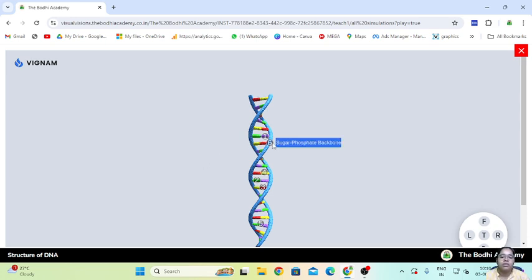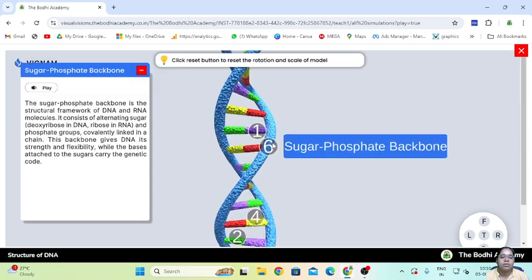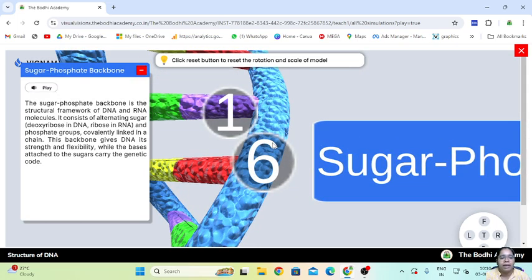So the first part is the sugar phosphate backbone. The sugar phosphate backbone is the structural framework of the DNA and RNA molecule. It consists of alternating sugar, that is deoxyribose in DNA and ribose in RNA, and phosphate groups covalently linked in a chain. This backbone gives DNA its strength and flexibility, while the base attached to the sugar carries the genetic code. So this is how the sugar phosphate bonds make the backbone of the DNA.